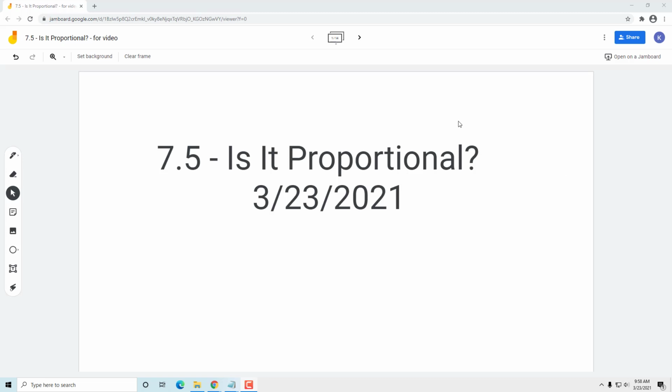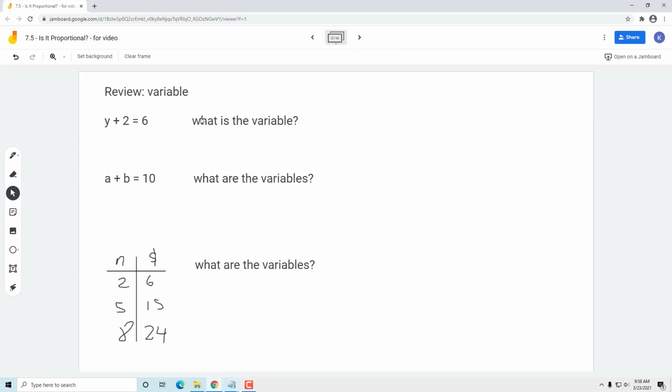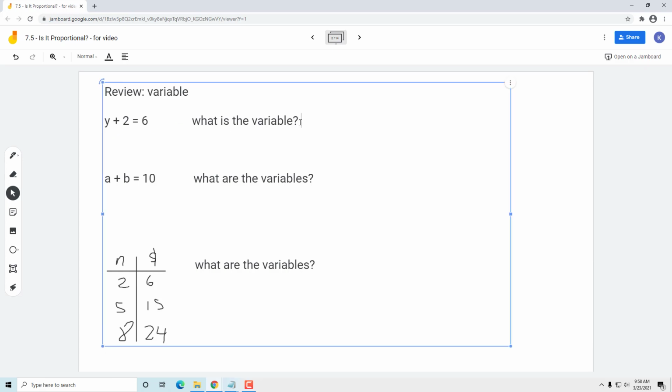7.5. Is it proportional? Let's look at some examples. Review. y + 2 = 6. The variable is y. a + b = 10. The variables are a and b.